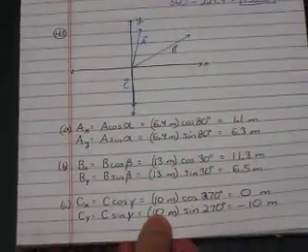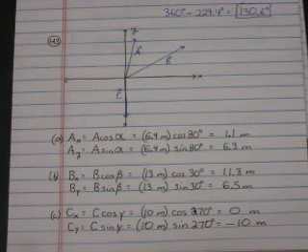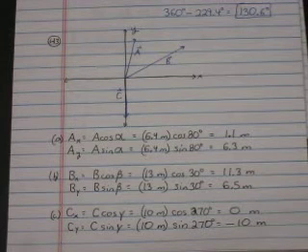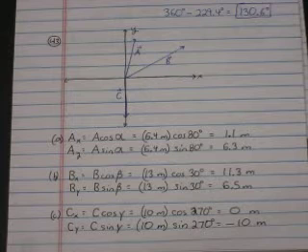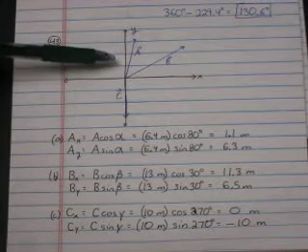Number 43 involves these three vectors, A, B, and C. Here it gives the magnitude and the angle, and we need to break these down into their x and y components. So here I've drawn a picture.